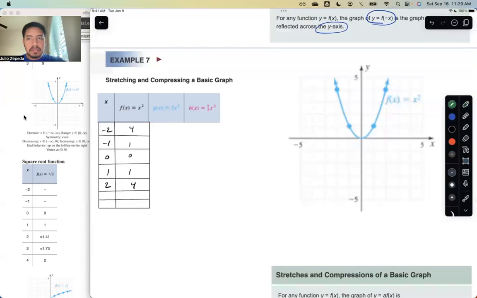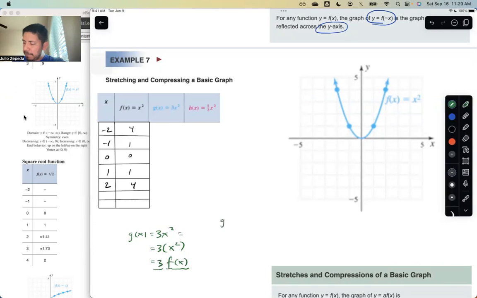We already know what f of x looks like. It's right there. G of x is 3x squared. And so notice all g of x is, is 3 times x squared, but x squared is what we're calling f of x. And so we just have a number multiplying the function. The function f of x represents the y values. And so we're just going to multiply all of the y values by 3. That's actually all it is.